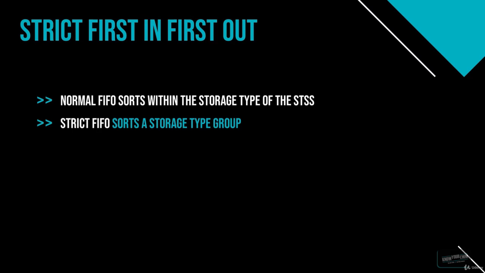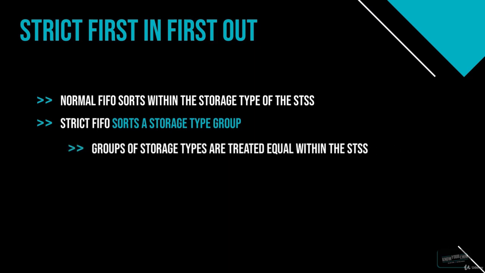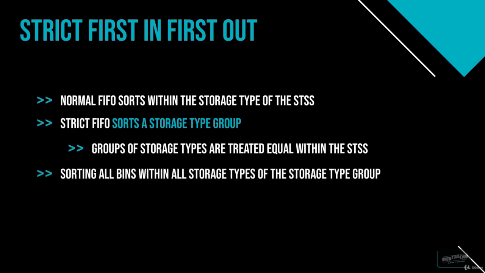The storage type group is a customizing setting to group certain storage types and treat them as equals within the storage type search sequence. So the sorting eventually doesn't take place for each storage type individually, but for the whole list of bins within all storage types of the storage type group.